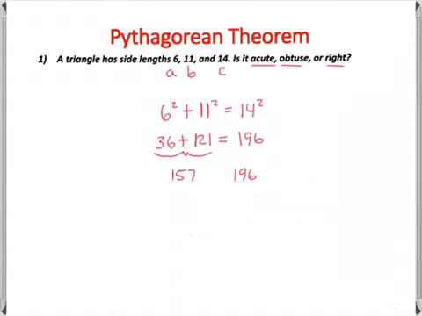So that means in this case that c squared is larger than a squared plus b squared. And so if c squared is larger, we have an obtuse triangle.